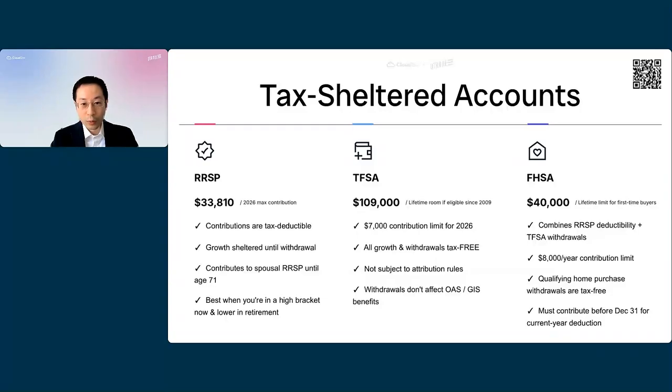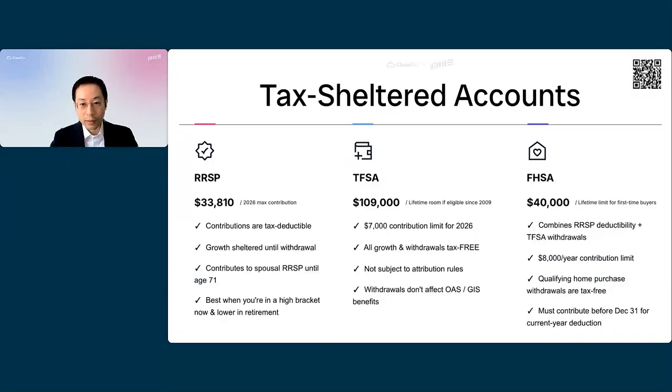We also cannot do frequent trading within TFSA. So you cannot buy options or day trade in TFSA. That would be, from the CRA's point of view, deemed as carrying on a business, and it will be taxed at the highest marginal tax rate. Same as the RSP, with the TFSA there's no new contribution room if the taxpayer becomes a non-resident.